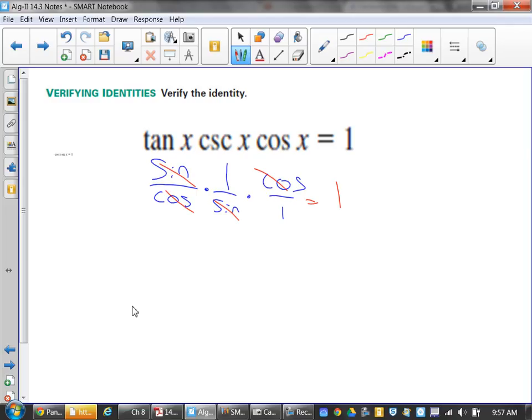Is tangent the only one that's sine over cosine, and cosine's not tangent or cosine or anything? No.